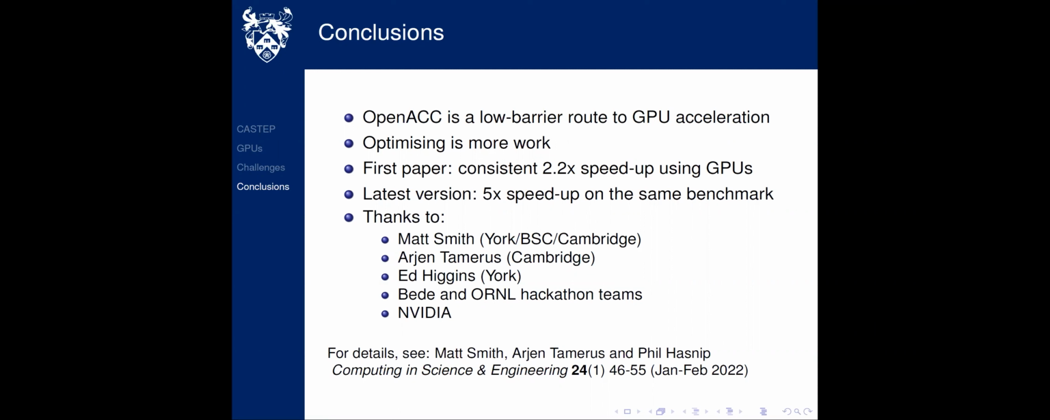And with that, I should wrap up. I must thank the people who've done the work. So Matt Smith, now at York, formerly of Barcelona Supercomputing Centre and before that at Cambridge. Ian Tamarus, who's at Cambridge. Ed Higgins is a research software engineer based at the University of York with me. And we've had a lot of support from NVIDIA and from hackathon teams, particularly at Bede and at Oak Ridge.